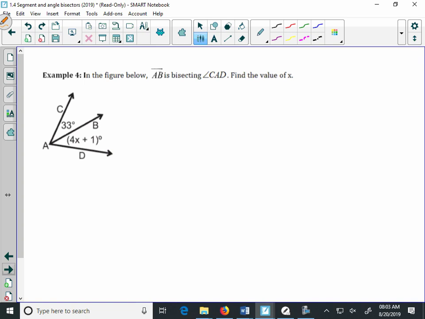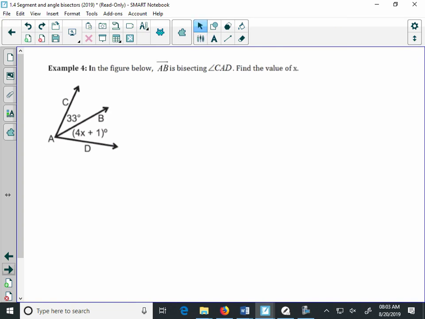So last example is in the diagram below, AB is bisecting angle CAD. Find the value of x. So look for that vocab word. AB is bisecting that angle. So what is AB doing to that angle? Cutting it in half. So then what do we know about these two little angles? They're the same. So I'm going to put my arcs to show that they're the same. And if they are the same, Nick, how can we set up our equation to solve?